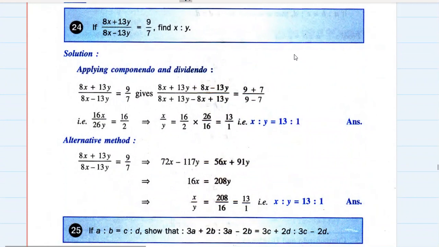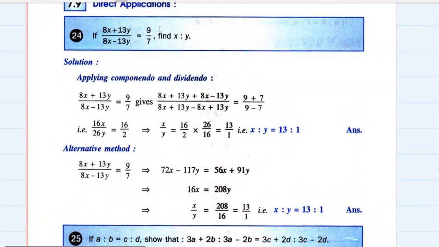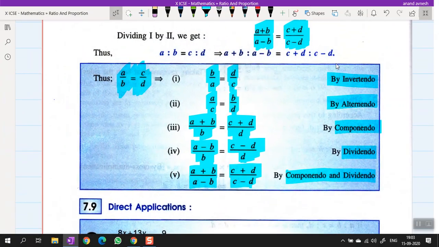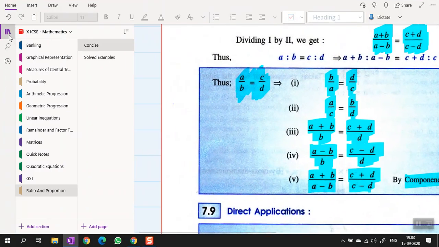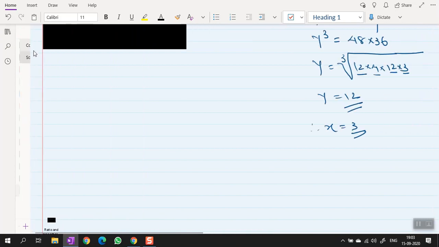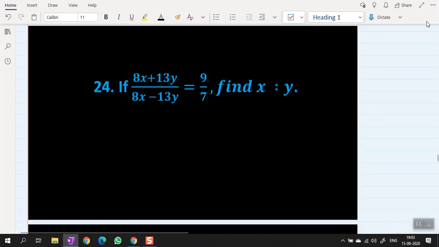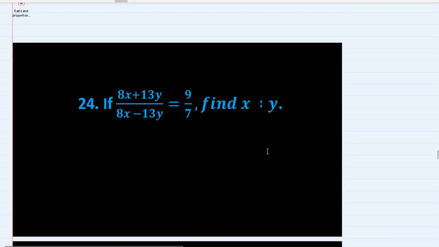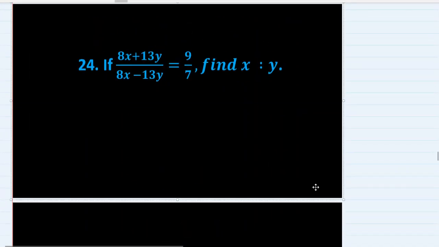Okay, what next? We have some solved examples and we are going to apply all these properties of proportions which we have just learned, the 5 operations on certain questions, and then let's see how we can solve them. Let me tell you, this is the last part, final part of the chapter.